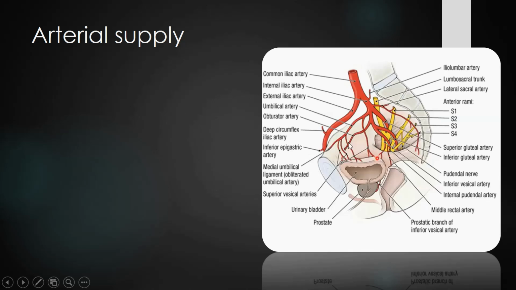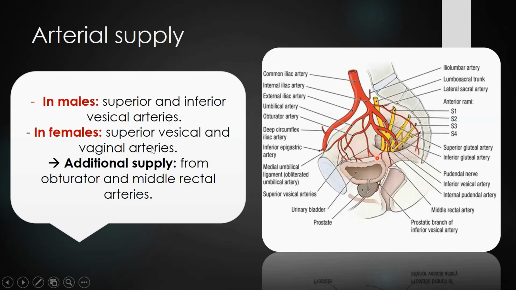The internal iliac artery divides into anterior and posterior divisions. The anterior division will supply the urinary bladder, rectum, and so on. That's why the urinary bladder in males is supplied by superior and inferior vesical arteries, which come from the internal iliac artery, particularly its anterior division. While in females, instead of the inferior vesical artery, it will be the vaginal artery. And also, there may be additional supply to the urinary bladder from obturator artery and middle rectal artery.